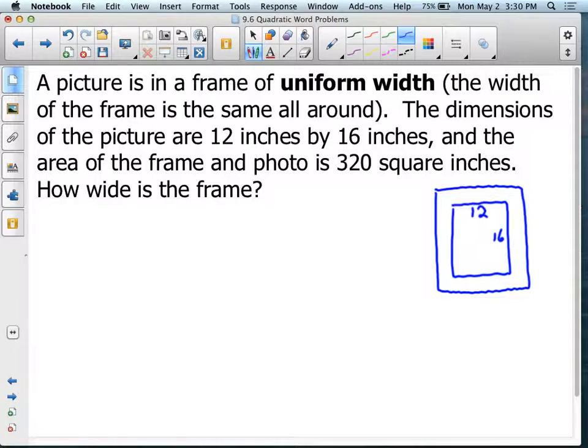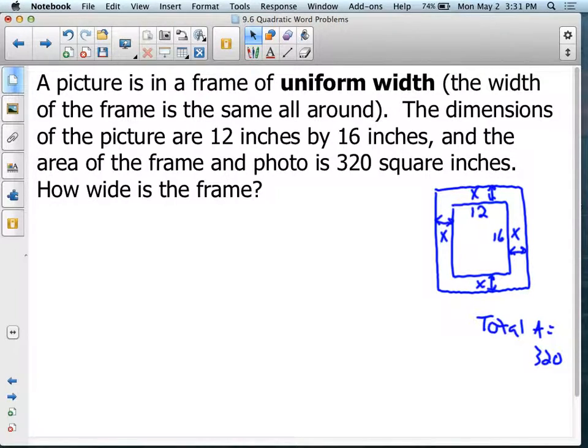And the area of the frame and the photo, so the whole area, that total area is 320 square inches. So now, if we're talking about this idea of a uniform width, what that means is I have the same width all the way around it. So that distance there is the same as the one here, same as the one here, same as the one here. All those widths across are exactly the same. So really, this goes back to being another one of those area problems. But let's see if we can write the dimensions of the length and the width.